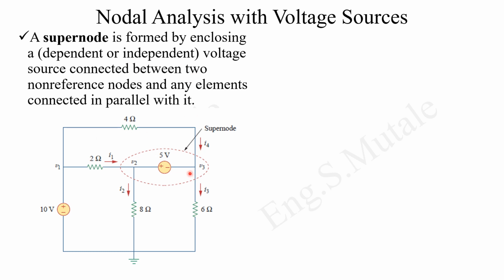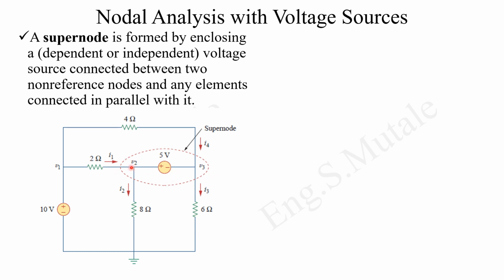As you can see, there are three nodes here. There is node 1 here, node 2, and node 3. Of course, there is a reference there, which is 0. I'm not considering that one. So you've got node 1, node 2, and node 3 like that. But you realize that between node 2 and node 3, there is a voltage source, which is this one. So this voltage source, since it's sitting between two non-reference nodes, this whole thing now, the nodes together with the voltage source itself, they are forming what we're calling a supernode.